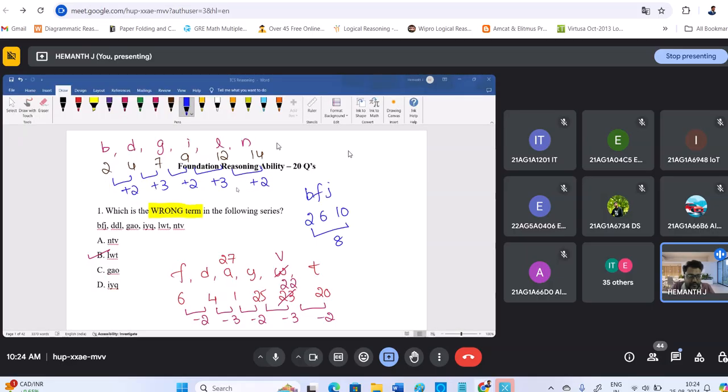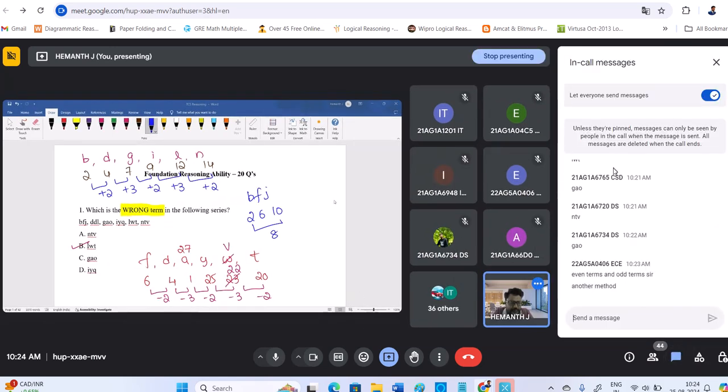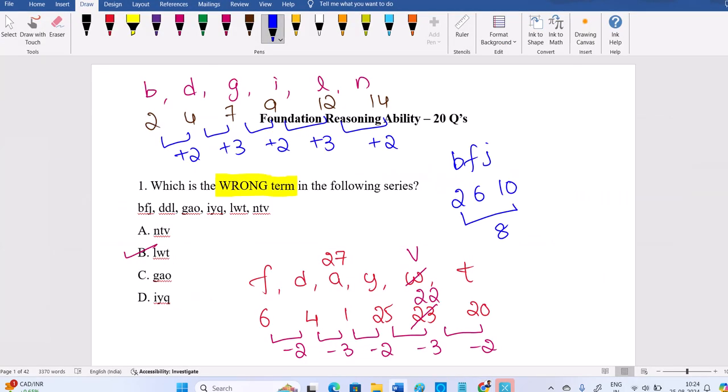Let me check how many of you have responded in the chat. Good to see. GAO, NTV, GAO, even terms and odd terms, another method. Good, we'll see. Yeah, all even terms, all odd terms. That's one of your friends' answers.